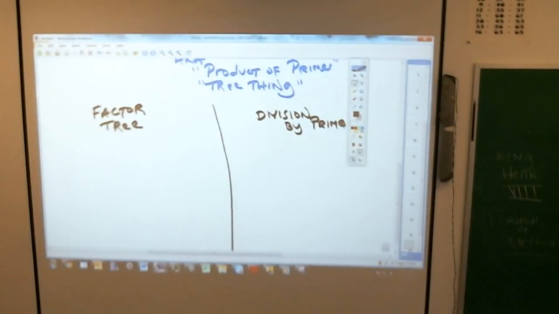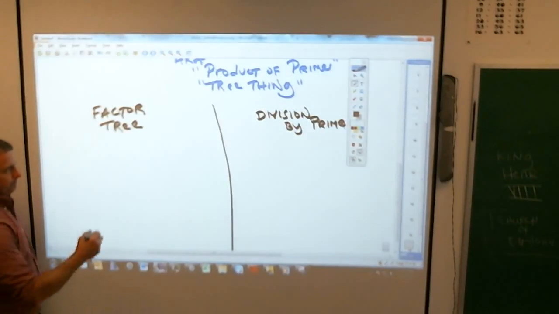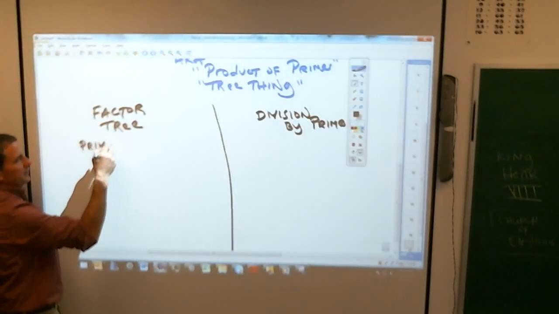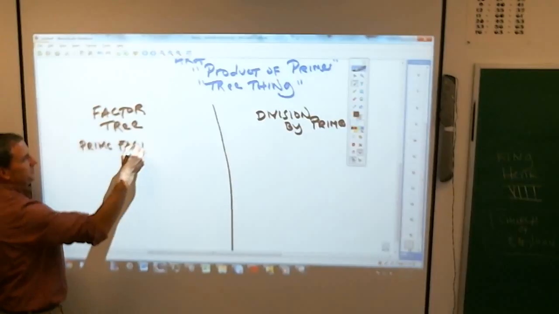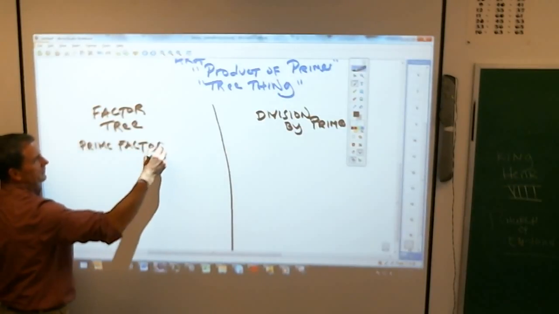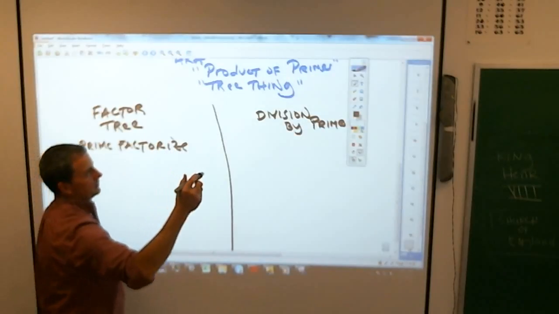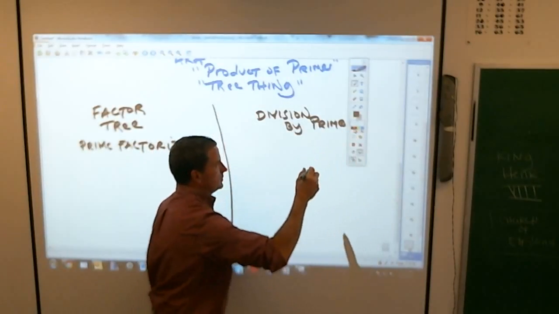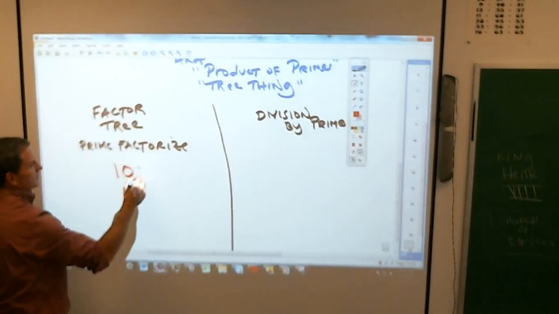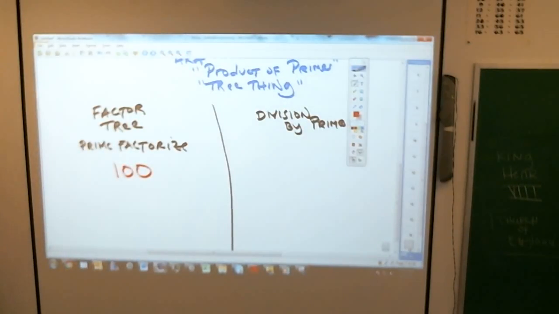Let's say I have the number 100, and I'm asked to prime factorize it. Now, sometimes they'll tell me use division by primes, or sometimes whatever. I am going to do it both ways just so you see it. If you're doing a factor tree, it just looks like this. They call it a factor tree because it looks like branches of a tree.